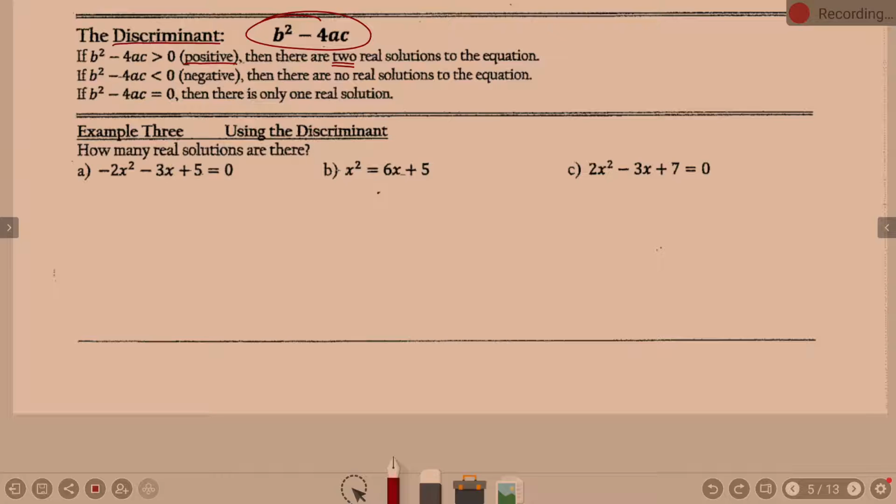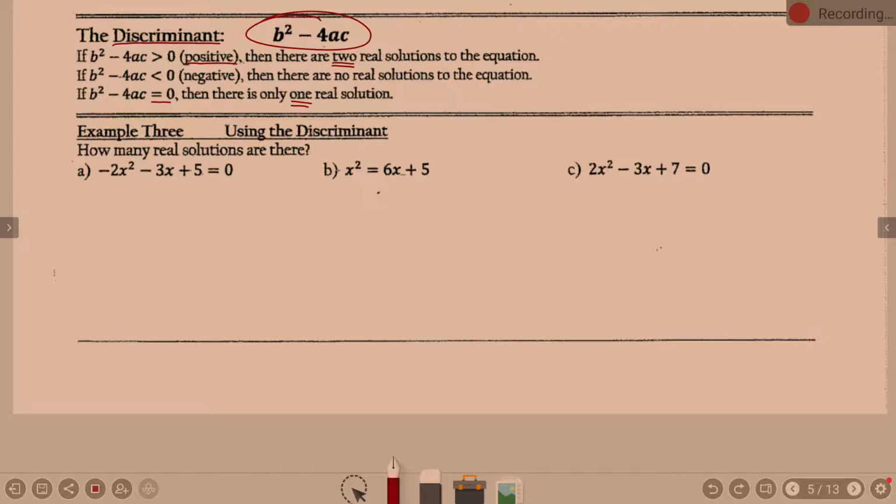However, what if b squared minus 4ac equals 0? There's only one real solution. There's only one, and we had that happen on the middle example yesterday, right? Where we got x equals negative 3 or x equals negative 3. My b squared minus 4ac was 0. And so that's an example of when the discriminant is 0, you get only one solution.